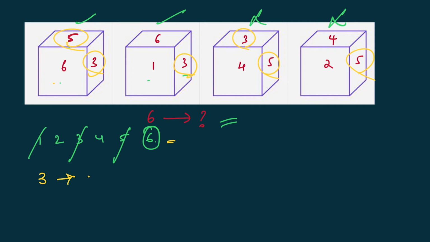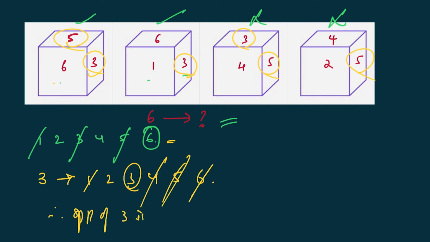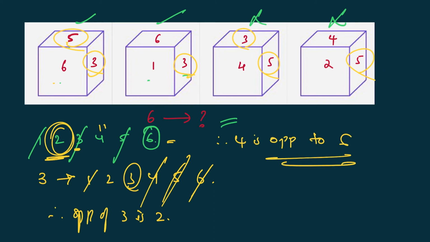Now find the opposite sides of 3. You can see 5 and 6, 1 and 6, and 4 and 5. These cannot be the opposite side of 3. Therefore, the opposite of 3 is 2. Now it is clear that this number 2 is opposite to 3. Therefore, we are left with only 4. Therefore, 4 is opposite to 6.